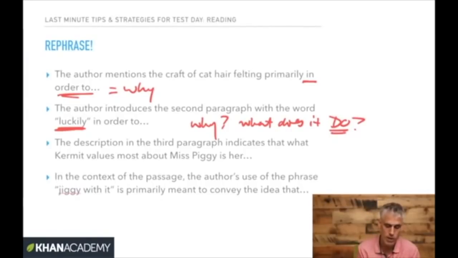Okay, so in the context of the passage, the author's use of the phrase "jiggy with it" is primarily meant to convey the idea that... Okay, so you say to yourself, it's not what does jiggy with it mean, it's why does the author use that phrase? And you go back, like, why is it there? Is it because he's trying to be cool? Is it because he really loved Will Smith in the late 90s? We don't know. But you go back, you find evidence. There's clearly some evidence about why the author has decided to use this word. Okay, and then you answer that question. You come back, cross out the choices that don't match your answer.